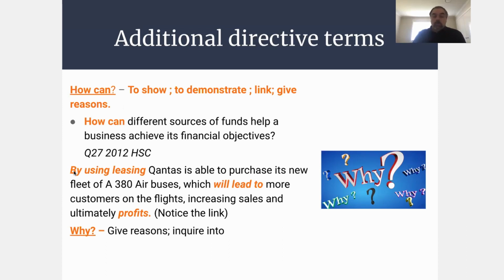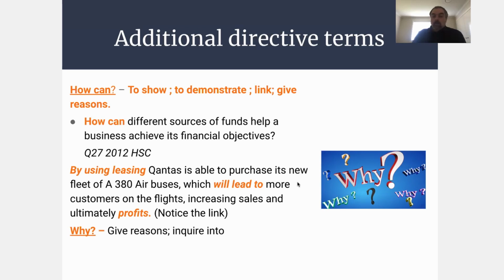So I've just got a little snippet here of how you might answer that. So by using leasing, okay, so how? We're doing it by using leasing, and Qantas is able to purchase its new fleet of A380 Airbuses, which will lead to more customers on the flights, increasing sales and ultimately profits.